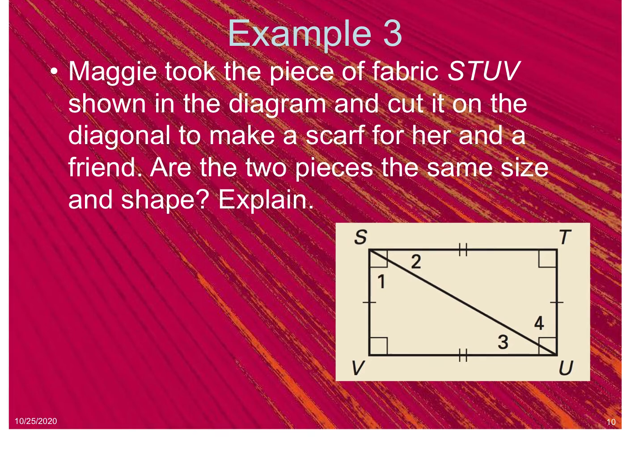We're going to do example 3 and then we'll be done, okay? All right. Maggie took the piece of fabric, STUV, shown in the diagram, and cut it on the diagonal to make a scarf for her and a friend. Are the two pieces the same size and the same shape? Explain. So if she's cutting it along that diagonal, what two shapes do I now have?